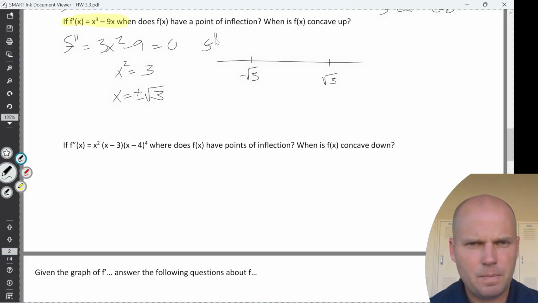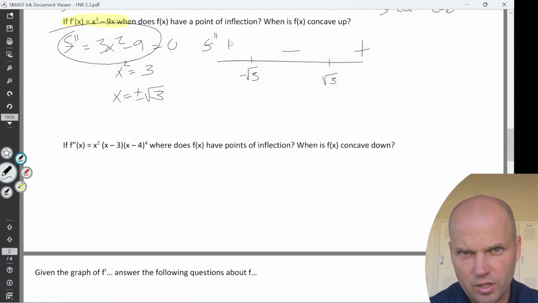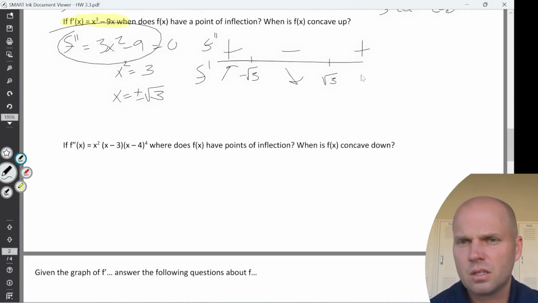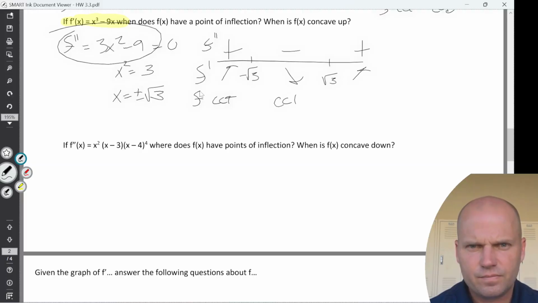f double prime. Plug in 0, negative, plug in 12, positive, plug in negative 12. It'll be a positive. Okay? That's when f prime is increasing and decreasing. That's when f is concave up, concave down.